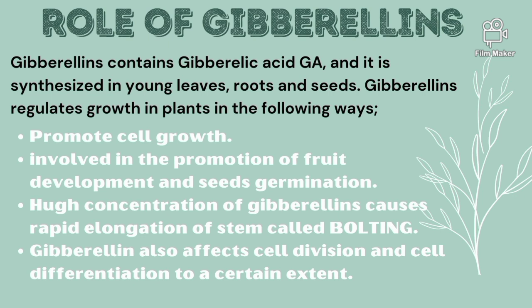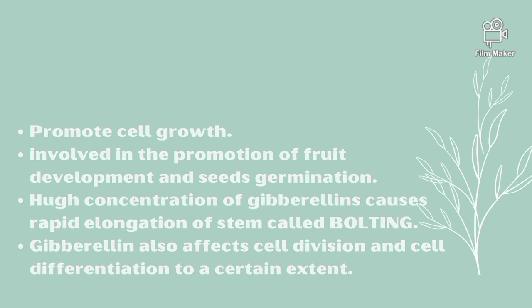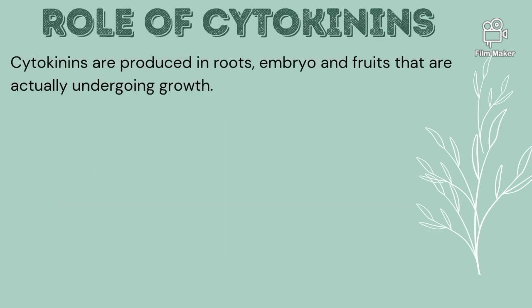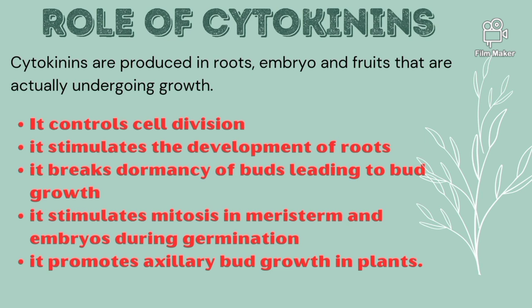Another very important growth regulator we will discuss is cytokinins. Cytokinins are produced in the roots, embryos, and fruits that are actively undergoing growth. The major role of cytokinins is to control cell division. It also stimulates the development of the roots. It also acts to break dormancy of buds, leading to bud growth. It stimulates mitosis in meristems and in embryos during germination. It also promotes axillary bud growth in plants.